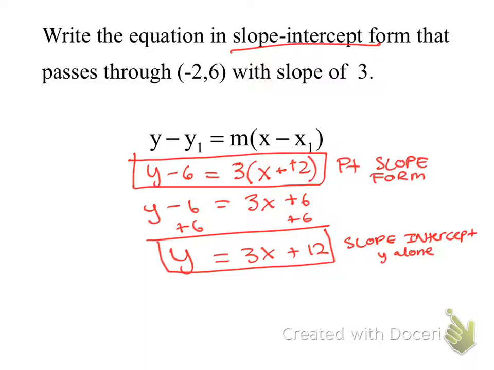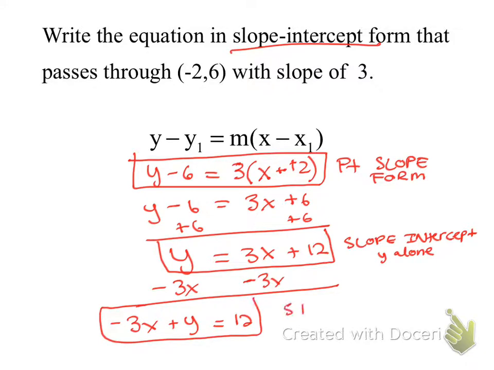Sean? How do I get x and y on the same side? You subtract 3x. Good. Both sides. And I have -3x plus y equals 12. Guess what? That's standard form.